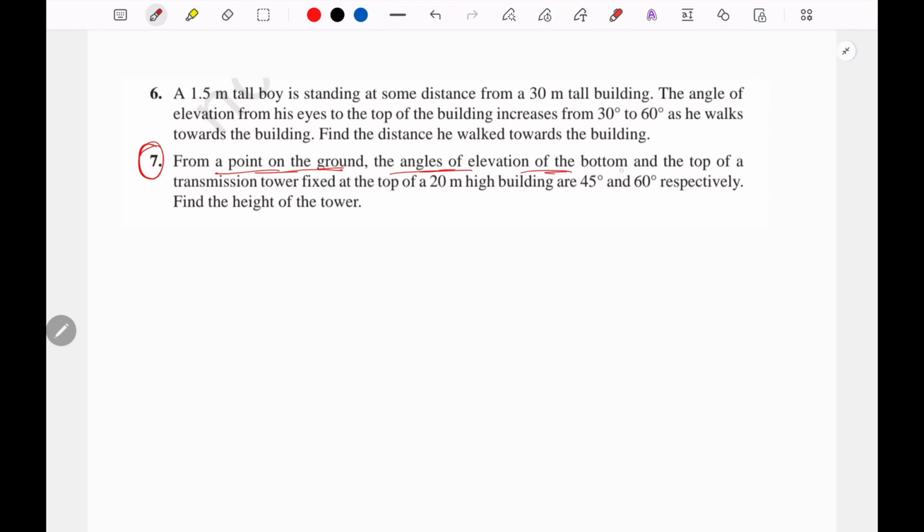So in question number 7, see, it is given that from a point on the ground, the angle of elevation of the bottom and the top of a transmission tower fixed at the top of a 20-meter high building are 45 degree and 60 degree respectively. Find the height of the tower.